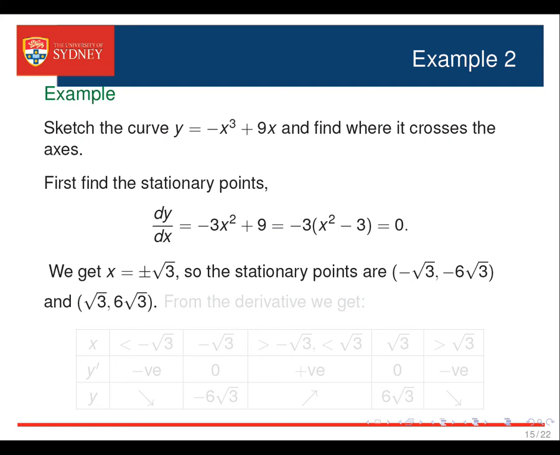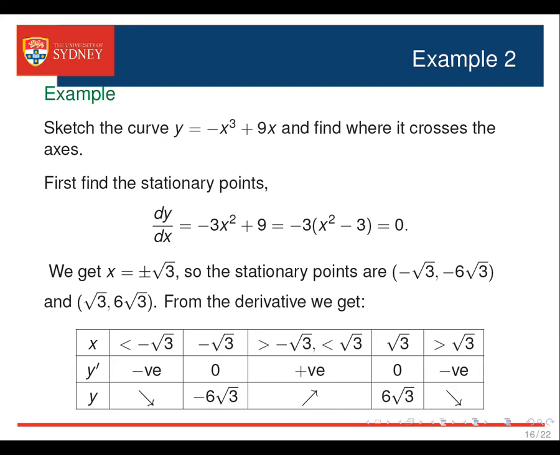We find that x equals plus or minus square root of 3, and the corresponding y values are plus or minus 6 times square root of 3. So the stationary points are (minus square root of 3, minus 6 square root of 3) and (square root of 3, 6 square root of 3). Construct the table as we did before.